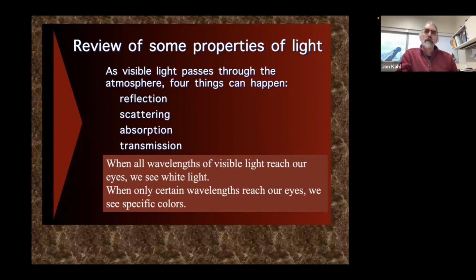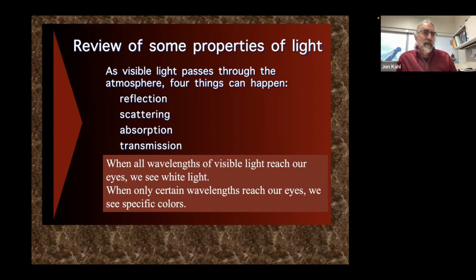Anyways, here we go. So atmospheric optics obviously involves the interaction of light with the atmosphere. So let's start by talking about some basic properties of light. When light passes through the air, four possible things can happen. One of those things is called transmission. That's when light passes through a medium, and in this case, the medium is the air, and the medium has no effect on it at all. An example of that would be light passing through a window.